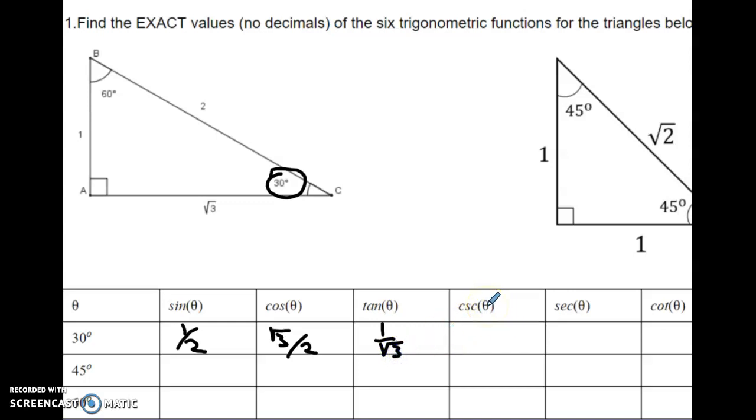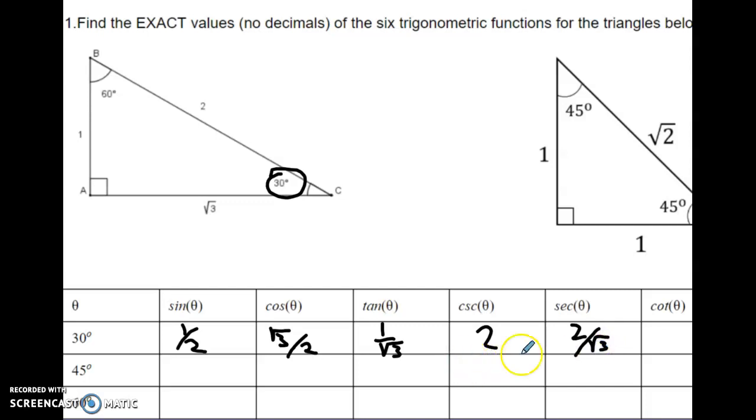Now the cosecant, if you remember, is the inverse of the sine. So I could look at the angle and go, okay, sine would have been opposite over hypotenuse, so instead I'm going hypotenuse over opposite, 2 over 1. Or you could just look at the sine and take the reciprocal of that number, which is usually easier to do. The secant is the reciprocal of the cosine, so that would be 2 over the square root of 3.